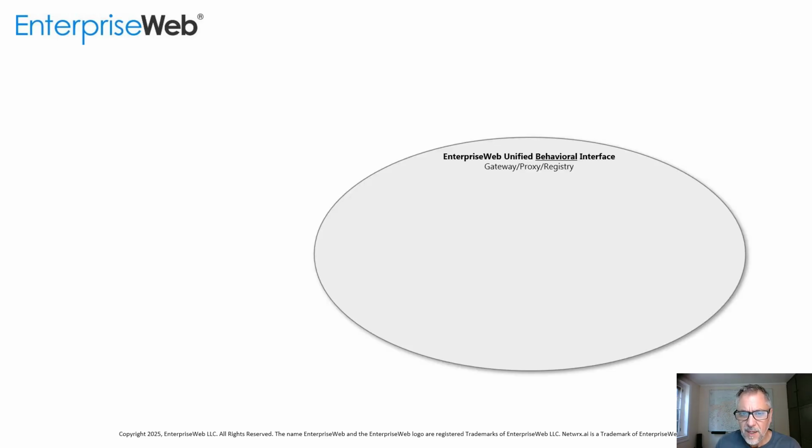So here we go. Enterprise Web starts, as I mentioned earlier on, with essentially a gateway, right? A secure gateway that the interactions are going to happen through. And that gateway can be characterized as a unified behavioral interface. And I'm going to circle back to that later. That interface is essentially representing a gateway, proxy, registry.